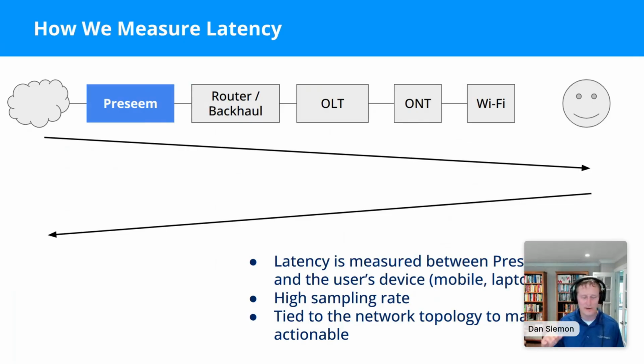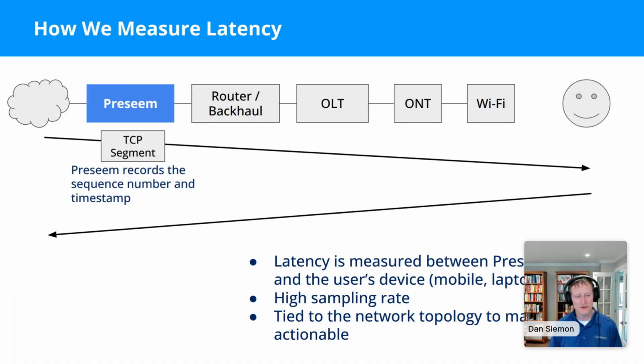Could be access points, could be whatever. It's just a simple network. So if we imagine a customer has just requested google.com, there's a bunch of TCP segments coming back from the internet, carrying data towards that subscriber. So here we have one TCP segment. When we see that, we record the sequence number of that segment, and we record a timestamp.